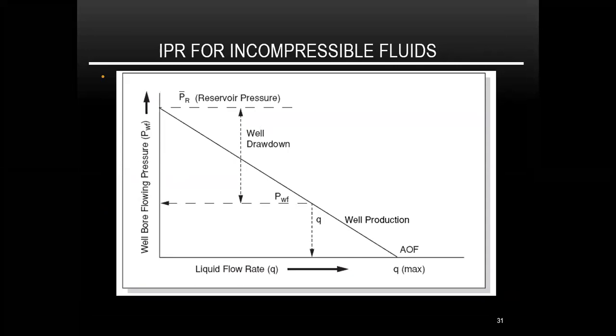But this graph is not as simple as you see here. It's a very straight line, nicely made a straight line. And actually, it is not a straight line because there are multiple factors. But in order to give you the concept, we are talking about the IPR.